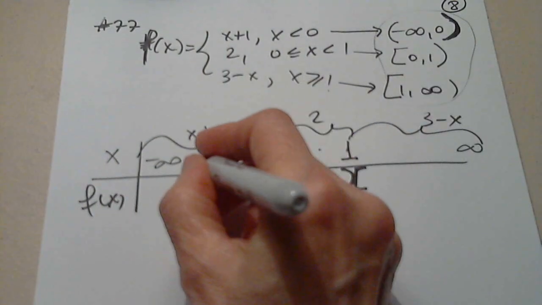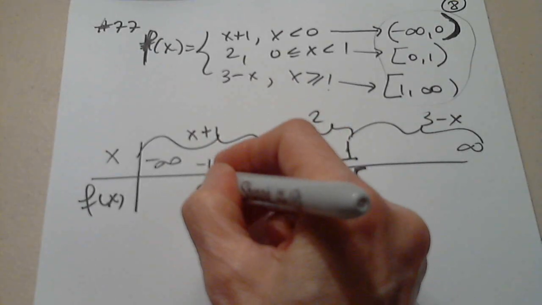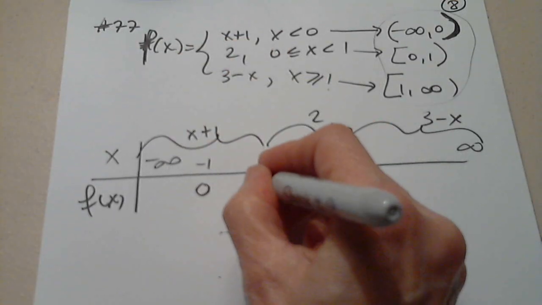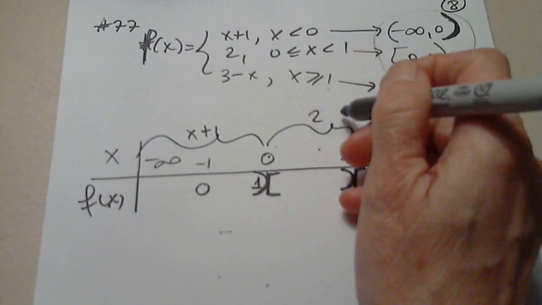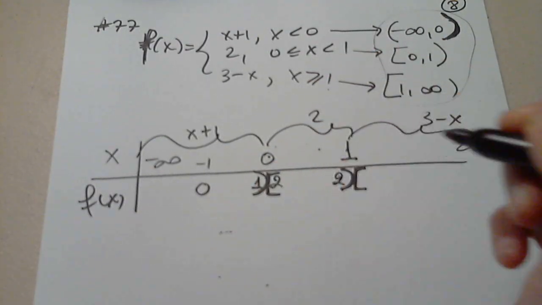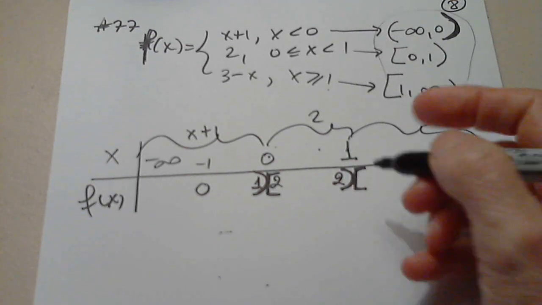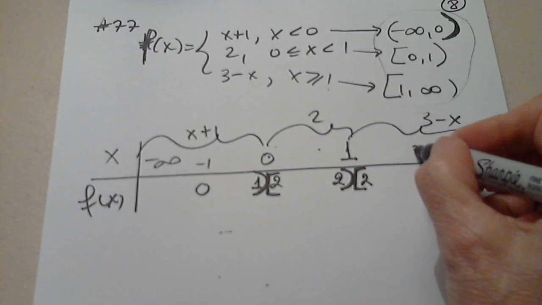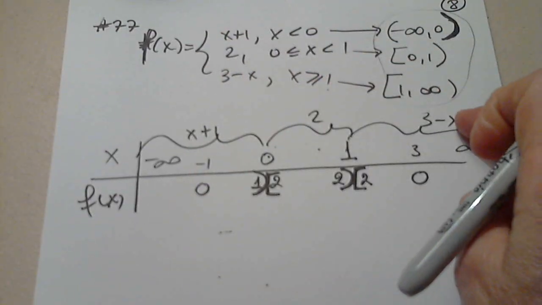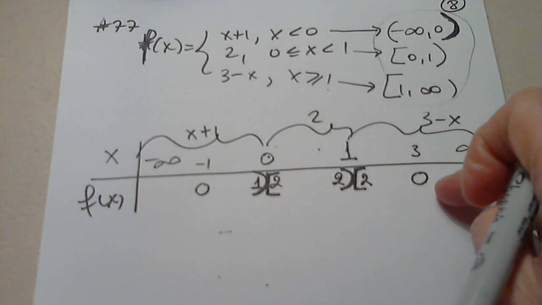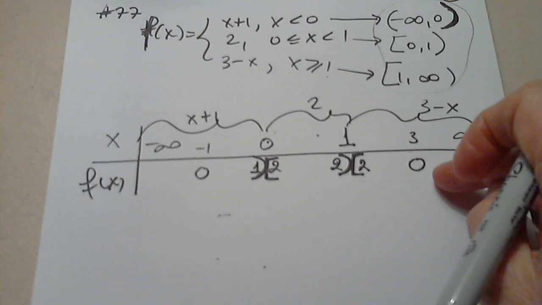Good. So I'll plug in -1 to get 0. I'll plug in 0 to get 1 inside the parenthesis. I don't have anything to plug in, so this is just 2 all over. I plug in 1, it's 2, and I plug in 3, and I get 0. These are linear functions, so I needed 2 points in each.